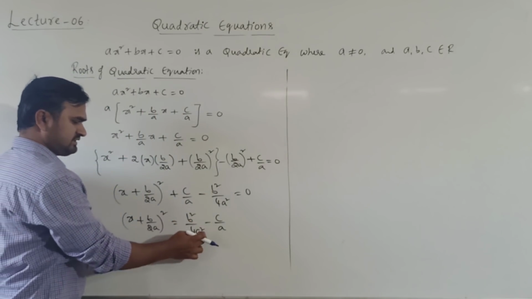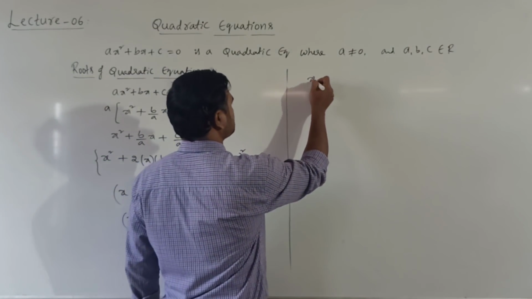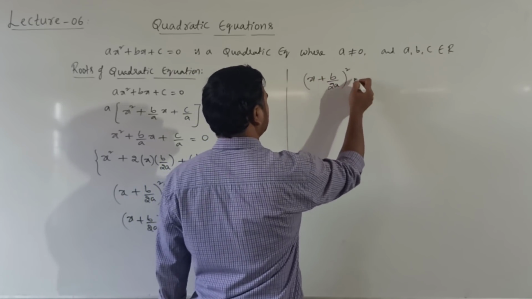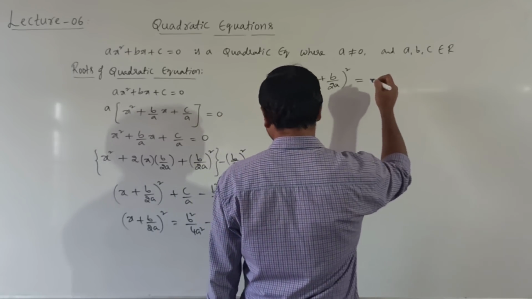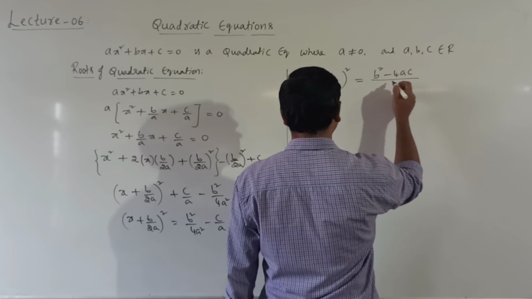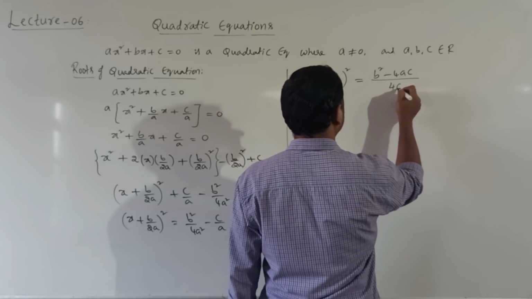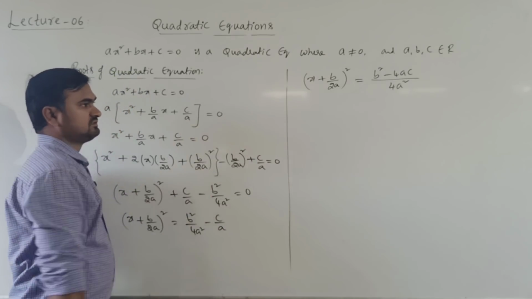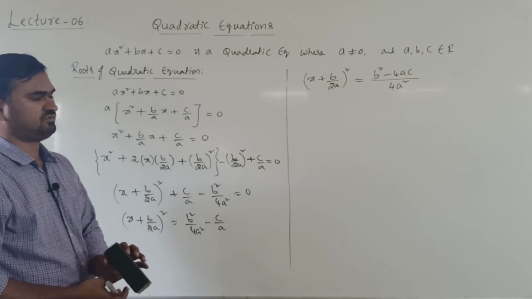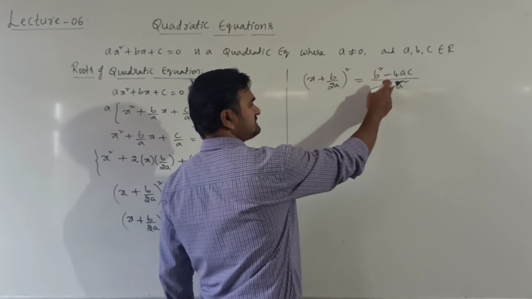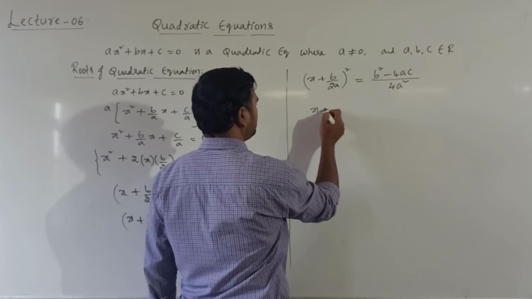So you can take LCM here. (x + b/2a)² is equal to (b² − 4ac) divided by 4a². LCM is 4a², so b² − 4ac divided by 4a². Now (x + b/2a)² is this much. So what will be x + b/2a here?